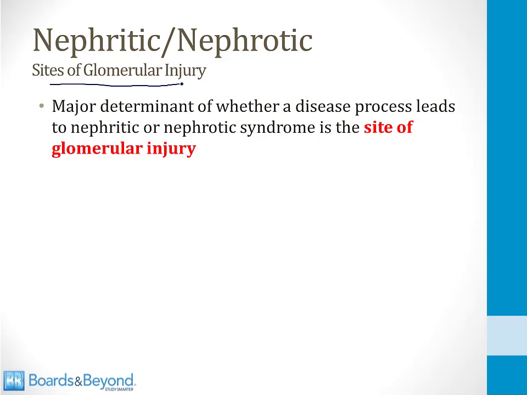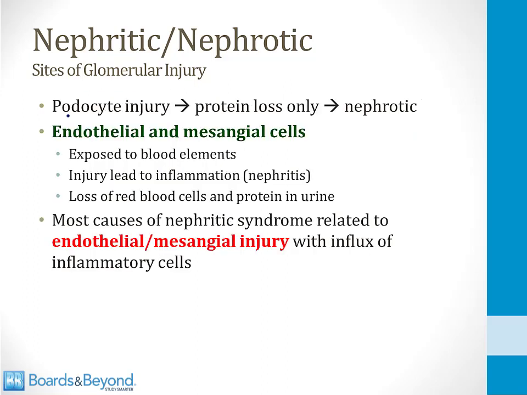The major determinant of whether a disease process leads to either the nephritic or nephrotic syndrome is the site of glomerular injury. When the glomerular injury is limited to the podocytes, this leads to protein loss only. That's because the podocytes are walled off from the blood elements and inflammation does not occur, and this leads to the nephrotic syndrome, which I talk about in detail in another video.